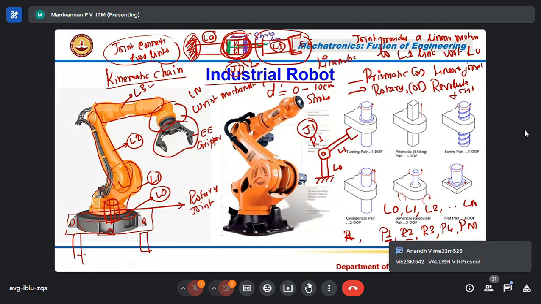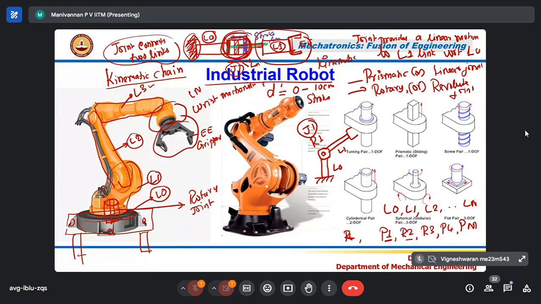Stroke length means inside the piston cylinder, the piston is moving from one end, which is marked green, to the other, blue. The stroke length is 10 centimeters. I say the displacement provided by the prismatic joint to L1 with respect to L0 is 10 centimeters. It can vary from 0 to 10. So a prismatic joint provides linear motion, a linear displacement.